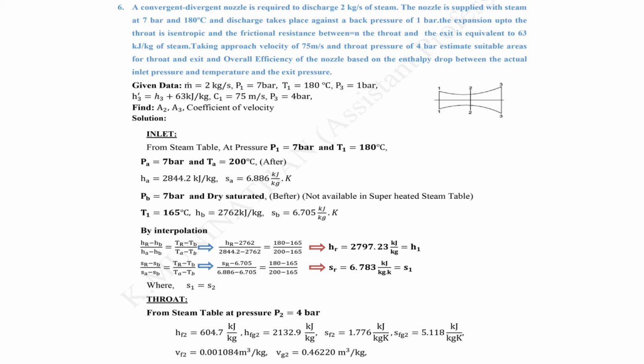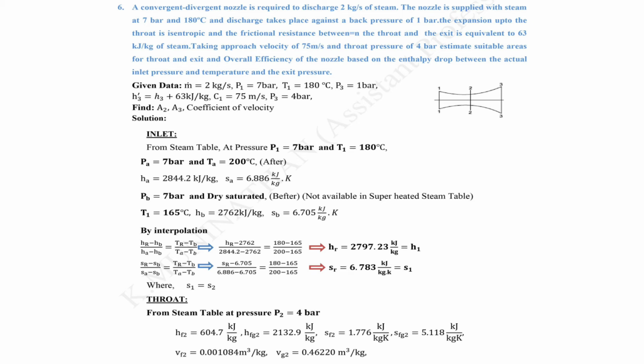Mass flow rate, pressure and temperature at section 1, pressure at section 3, H3 dash is equal to H3 plus 63 kJ per kilogram, and also the velocity at inlet and pressure at exit. So we need to find A2, A3 and the coefficient of velocity.